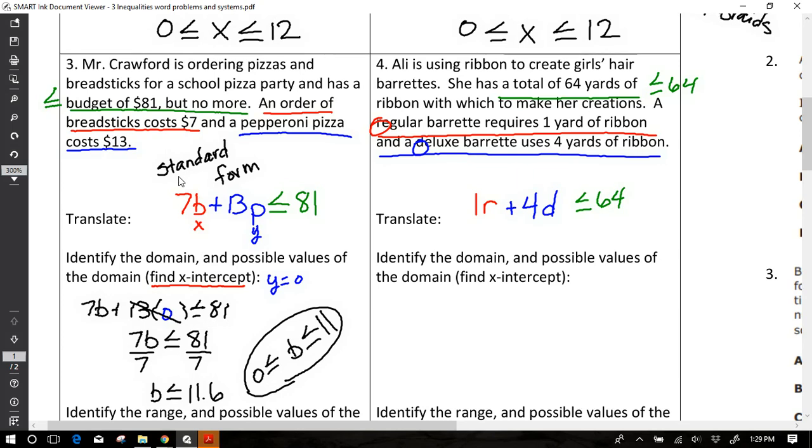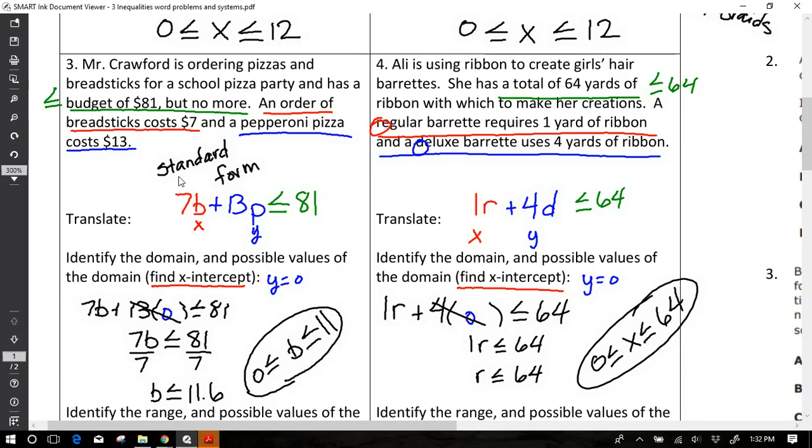Now, what I want you to do is pause your video again, and I want you to try to identify the domain. Remember, you're finding the x-intercept. R would be our x in this case. And so we're going to plug in for our y equals 0.